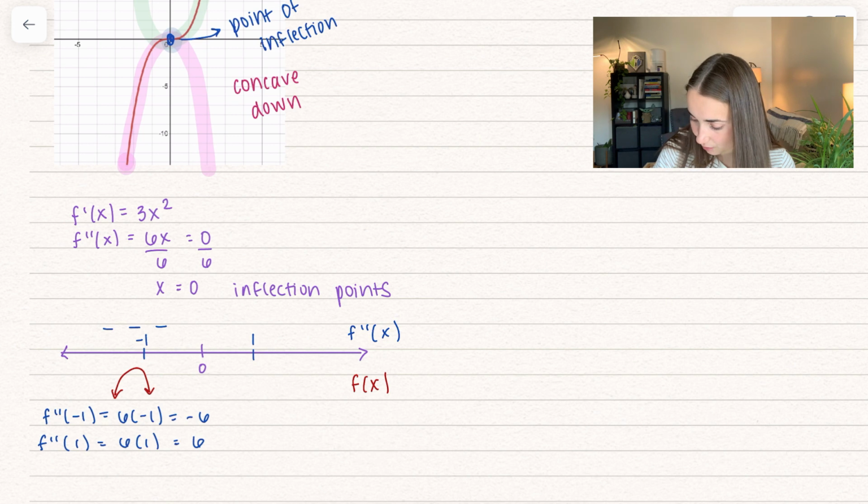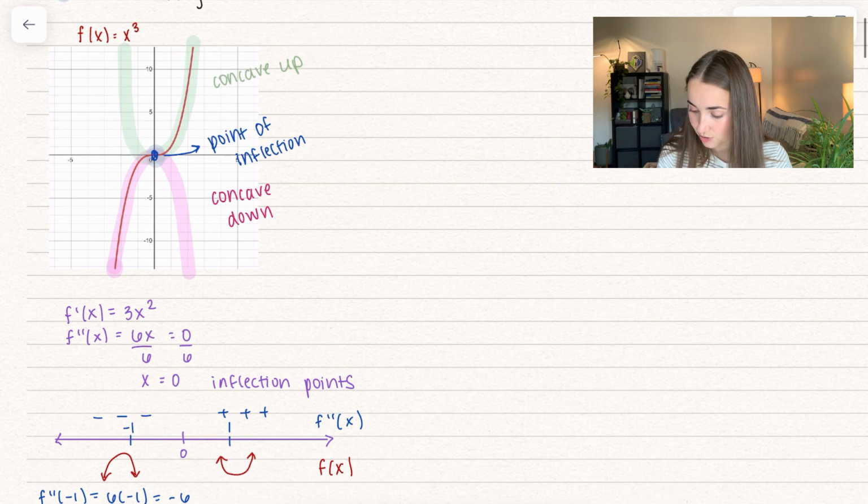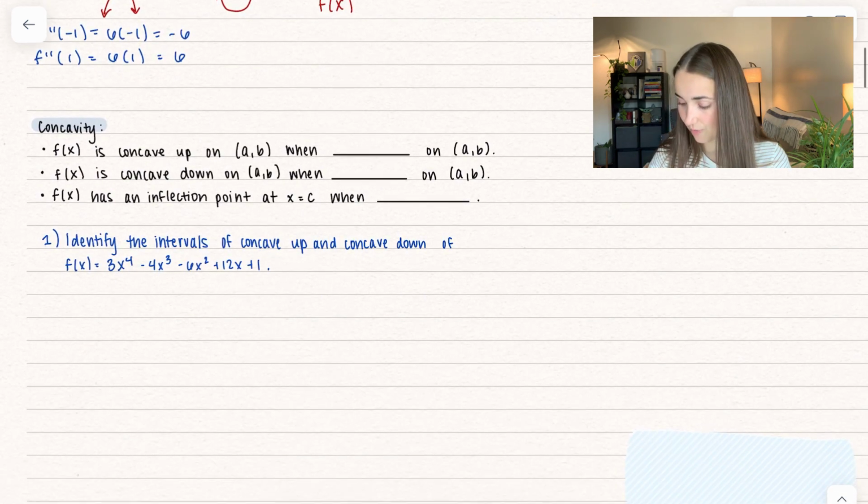Now on our other interval, when I plugged in 1, I got a positive value, which tells me our function is concave up, like a smiley face. It's positive, it's happy. And if we compare that to our actual function, we can see those different concavities. On the left side of 0, it's concave down, and on the right side of 0, it's concave up. So that is what concavity is, and I have that official definition written out right here.